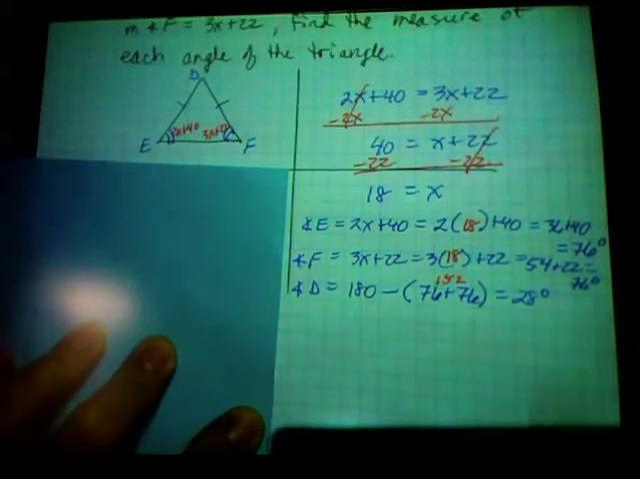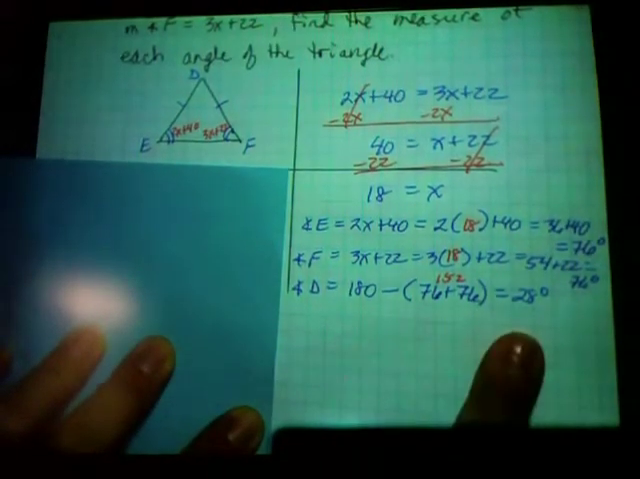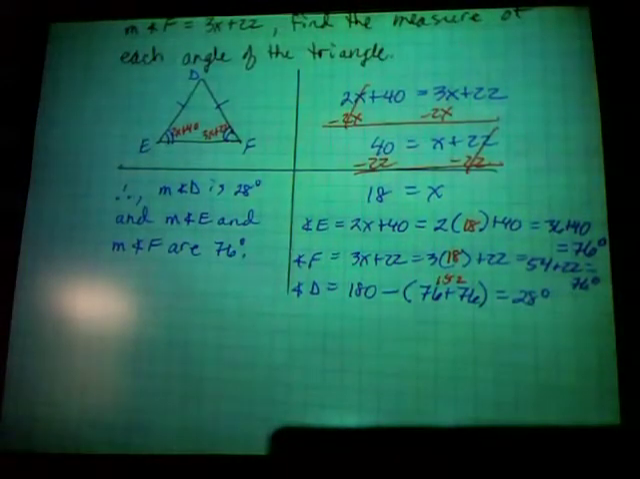So once I'm assured that they're the same, I added them together and subtracted them from 180, and did you get 28 degrees? Yeah. Okay. So then your therefore statement should be, therefore the measure of angle D is 28 degrees and the measure of angle E and F are 76 degrees. You cannot use an equal sign in your sentence.